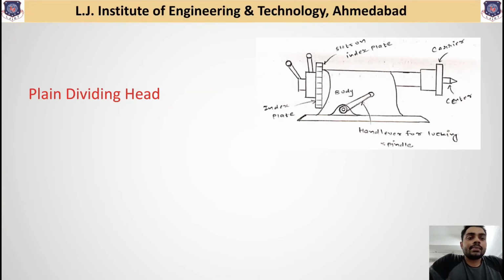This indexing plate is given rotation using the lever or handle available at its end. With the rotation of the handle, this indexing plate rotates. This indexing plate is connected to the spindle, that's why the spindle rotates, and the spindle is connected to the workpiece, that's why the workpiece will also rotate.